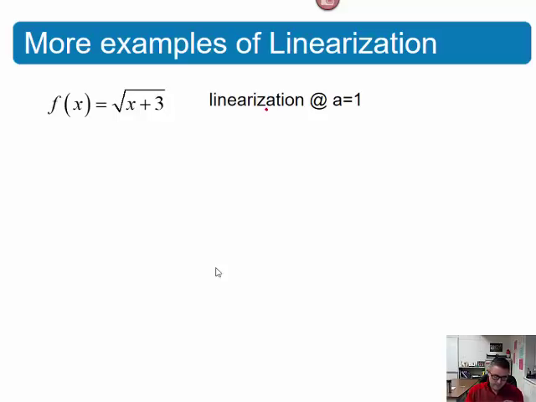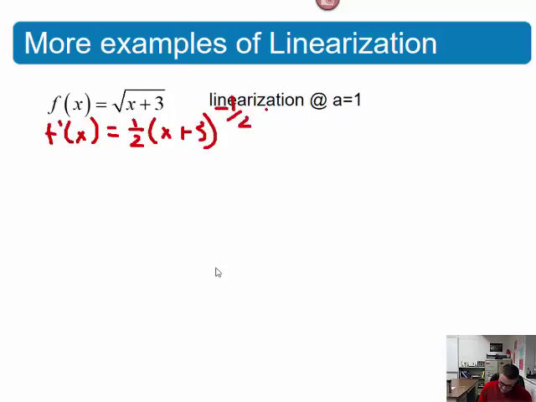Okay. The first thing we want to do is take the derivative of f of x. That would become f prime of x. See, I told you to be patient because my writing's not the best. That would be 1/2 times x plus 3 raised to the negative 1/2, and then the derivative of x plus 3 would be 1. So there's our f prime of x.